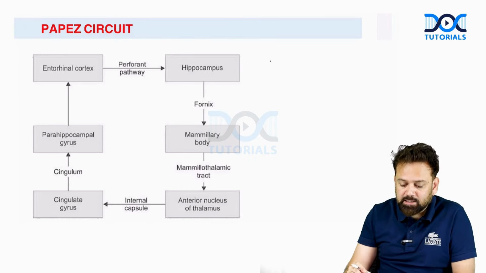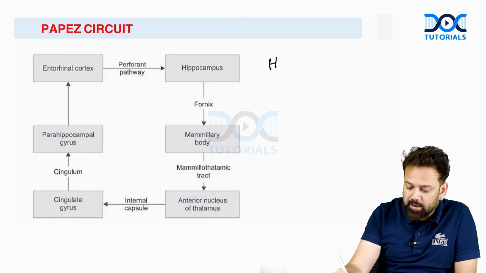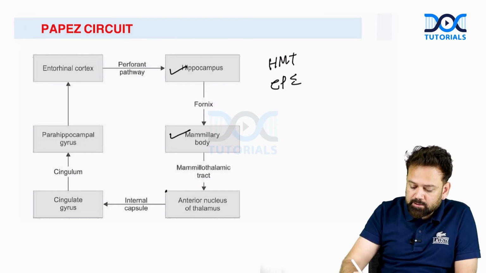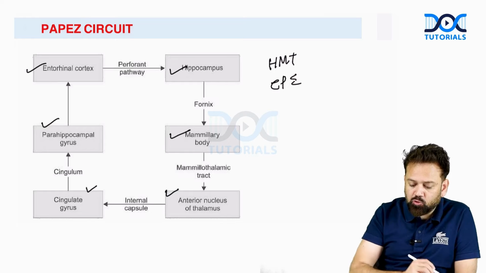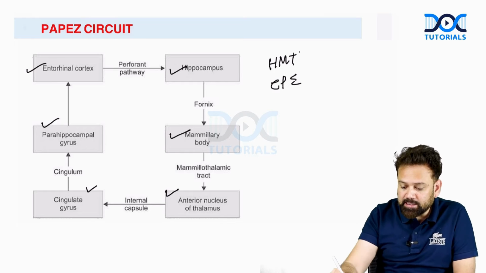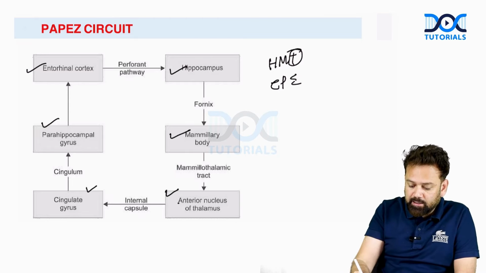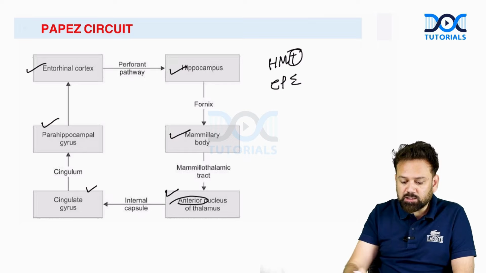Now, Papez circuit is involved. Mnemonic is HMT CPE. Hippocampus, mammillary body, thalamus, CPE: cingulate gyrus, parahippocampal gyrus, and entorhinal cortex. Now, this T is thalamus. Sometimes they ask you which nucleus of thalamus? Anterior nucleus of thalamus. It is called the Papez circuit.